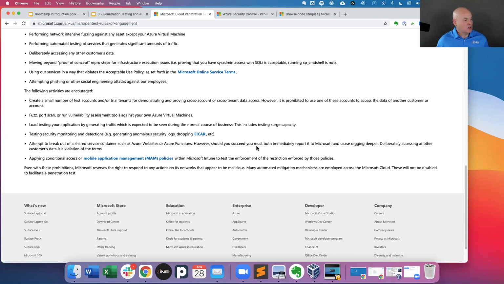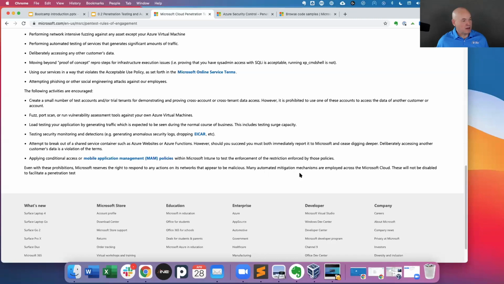However, should you succeed, you must both immediately report to Microsoft and cease digging deeper. Deliberately accessing other customers' data is a violation of terms. Applying conditional access or mobile application management policies with Microsoft Intune to test the enforcement of restrictions by those policies. So it's encouraged to do that. Even with these prohibitions, Microsoft reserves the right to respond to any actions on its network that appear malicious.